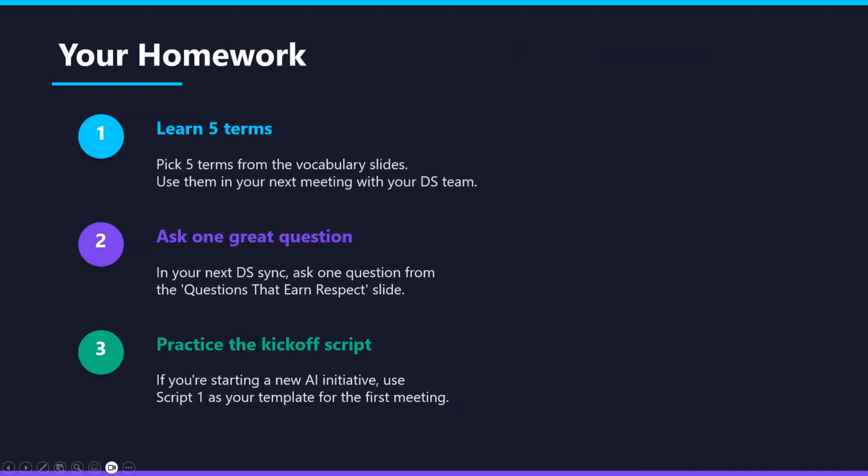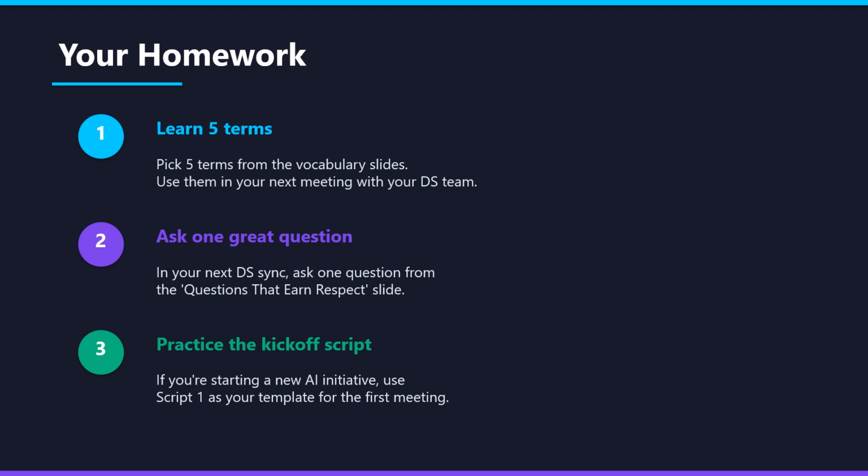And finally, homework time. Three things before episode 4, right? One, pick 5 terms from today's vocabulary slides. Use at least one in your next meeting with your data science team, not to show off, but to show you are investing in understanding their world. Two, in your next data science sync up meeting, ask one question from the questions that earn respect slide. My favorite starter is: where is the model failing, and are there any patterns in the errors? Watch how the conversation changes.